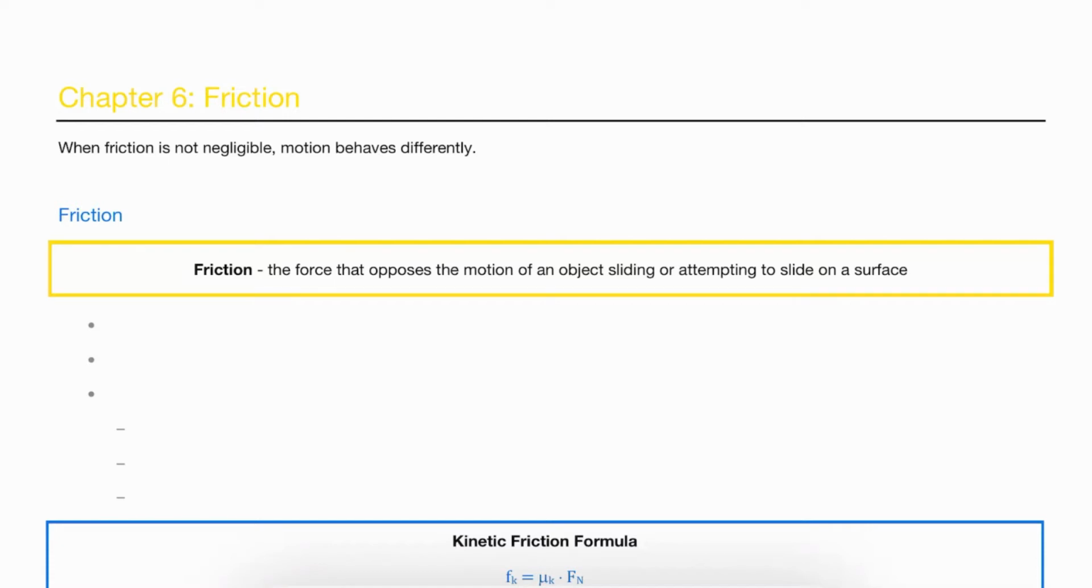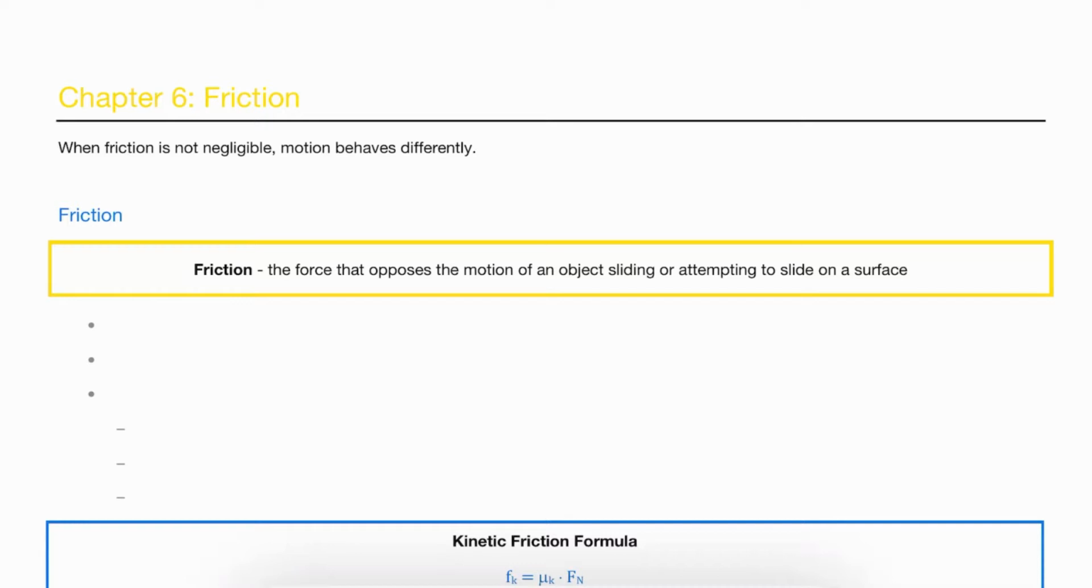Up to this point, we have been either ignoring friction or assuming that it's negligible. Now, that's not a realistic assumption in many situations, and so in this chapter, what we're doing is we're looking at situations where we can assume that friction is acting. What we'll see is that's going to cause the motion of an object to behave differently than it did when there was no friction acting.